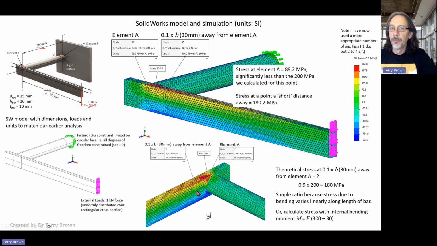Or you can go back to your bending moment equation. At a point here, looking over at the top left-hand side where my cursor is, if we now take the cut at a distance 270 from F, the bending moment is F times 270, or F times (300 minus 30). And we'll get an answer of 180 megapascals. So now we are actually getting correlation between theory and our SolidWorks simulation finite element analysis.